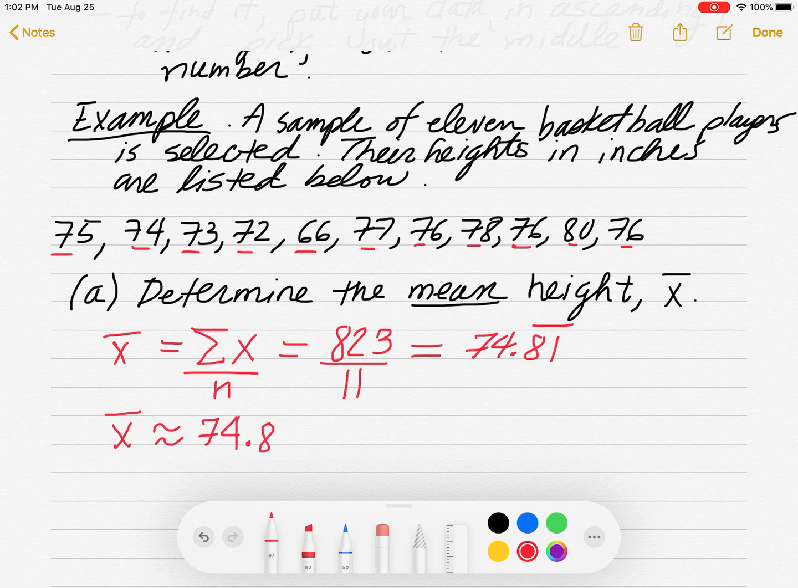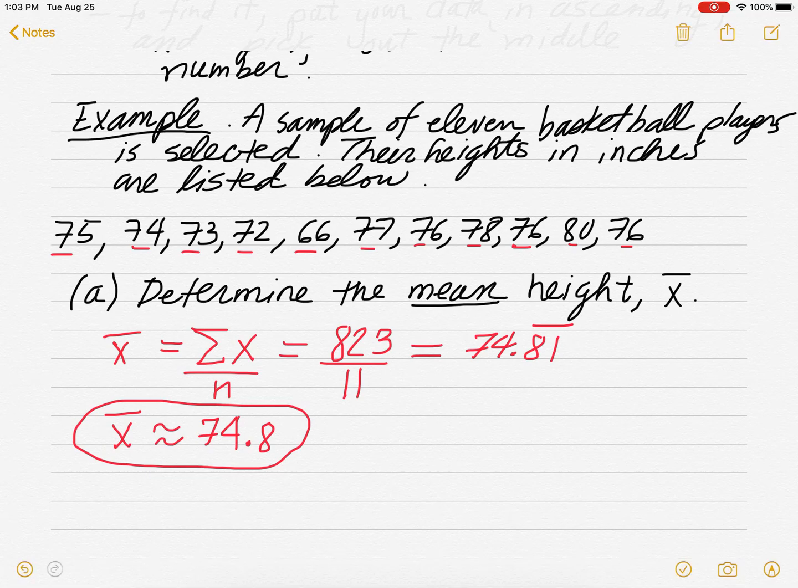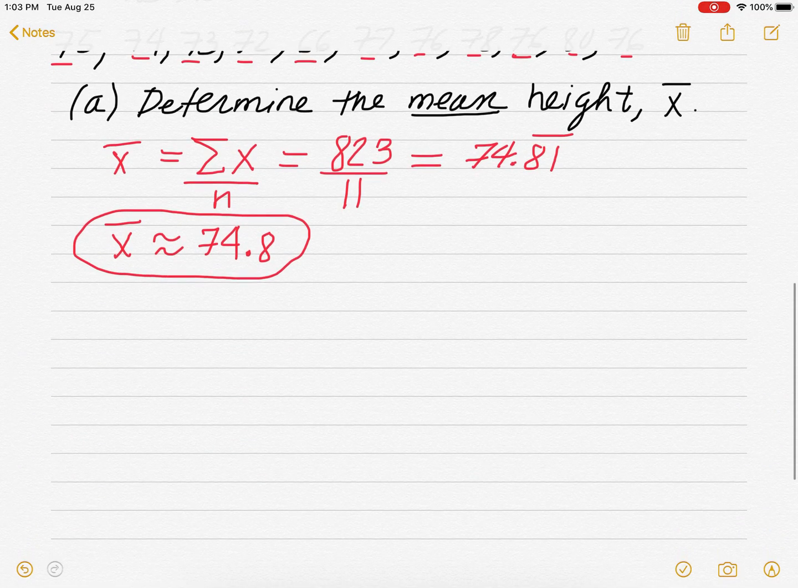74.8. I'll round one more decimal place than the values from the data set. Notice the values from the data set, 75, 74, 73, 72, and so on, go to the ones place on the right. So we can go one more decimal place. That's generally the convention. So we go to the tenths place, 74.8. You could put 74.81 repeating, that would be fine, but I'm going to round here.